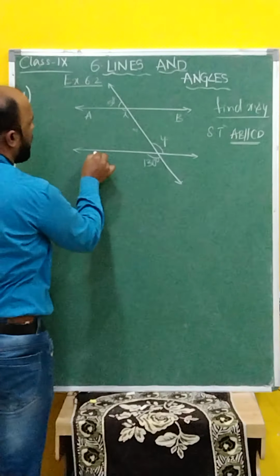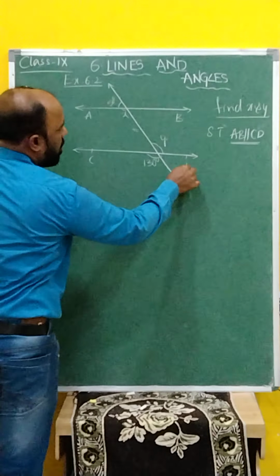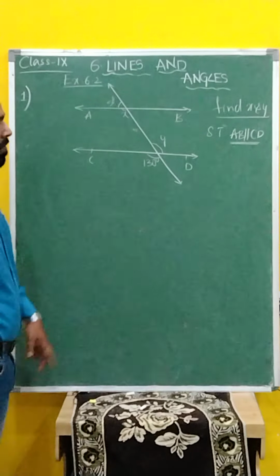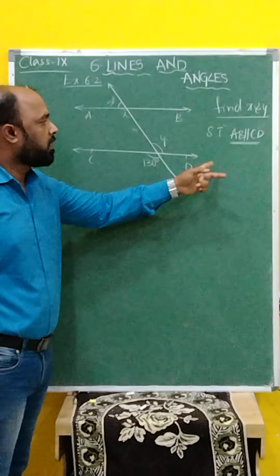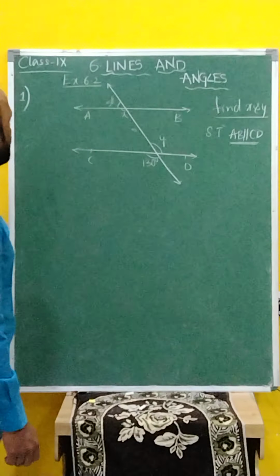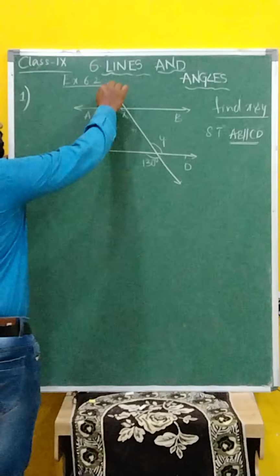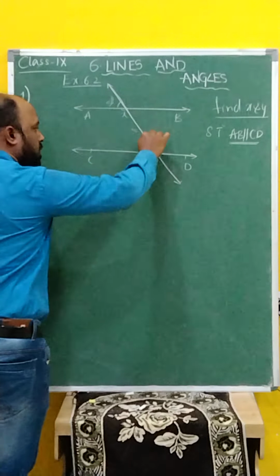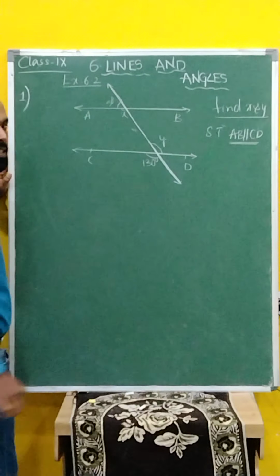AB is a line and CD is a line. We have to prove both are parallel. First, x and y we have to find, and second, AB parallel to CD. Clear children? We will go first, we'll find x value. This one you observe, what is this one? It is a transversal.